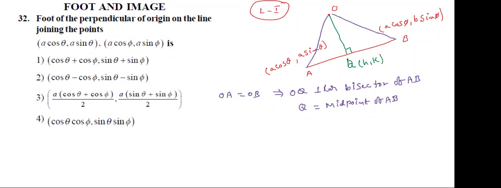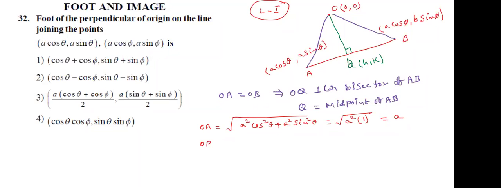This is the concept. Now we need to find the OA length. O is the origin. Distance between O and A, what is the formula? Under root (a cos theta - 0) whole square plus (a sin theta - 0) whole square. We get a² cos² theta + a² sin² theta. Here observe that we take a² common: under root a² times (cos² theta + sin² theta). That value is 1. Finally, the answer is a.